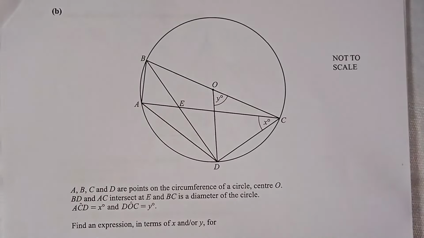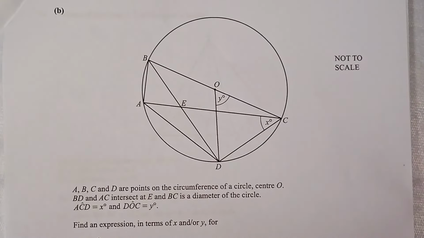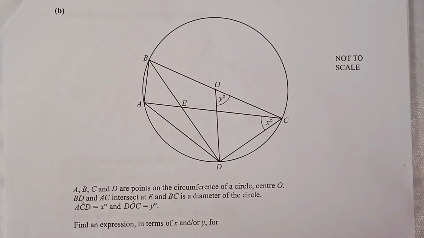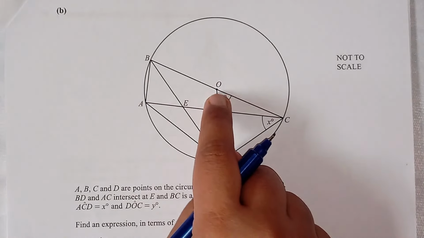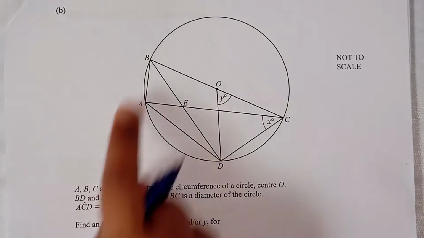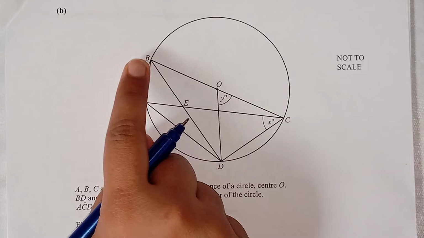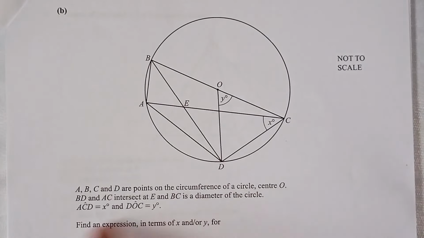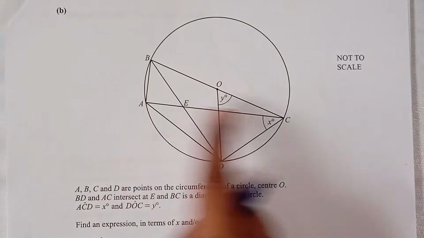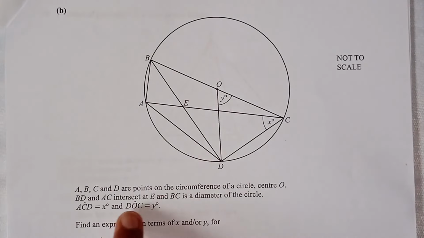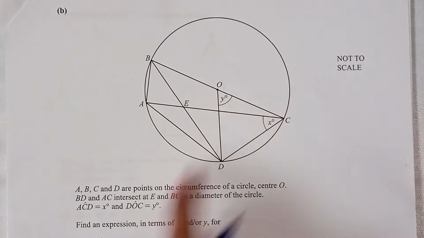Now for the B part, A, B, C, D are points on the circumference of a circle centered at O. The center of the circle is O. BD and AC intersect at E, and BC is a diameter of the circle. Angle ACD is X degrees, and DOC is Y degrees. Find an expression in terms of X and or Y for the first one, DBC. Okay, so where is DBC?